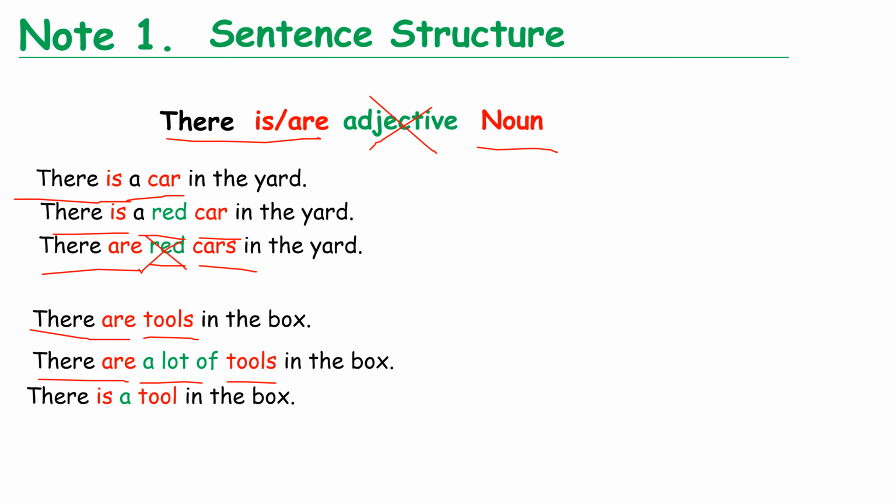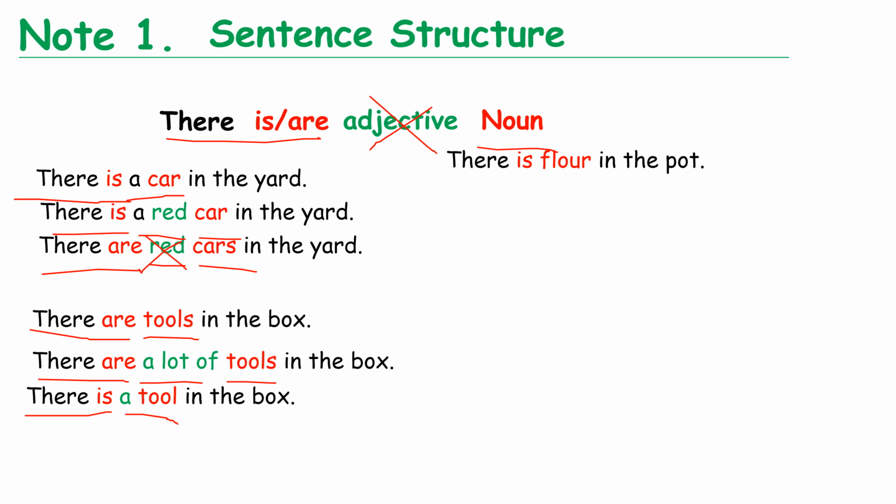There is a tool in the box. In this sentence, however, we have a noun that comes right after the expression there is, and we say there is because, as you will see, the noun is in the singular form. A tool, one tool. That's why we say there is.